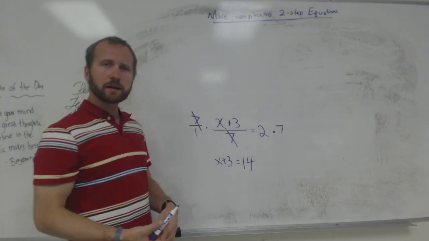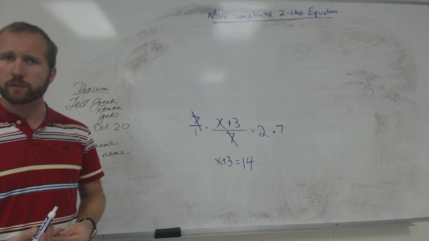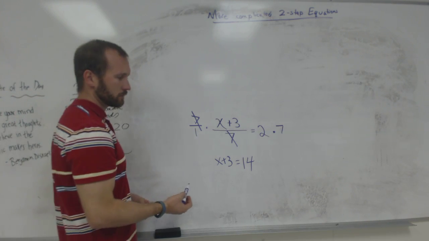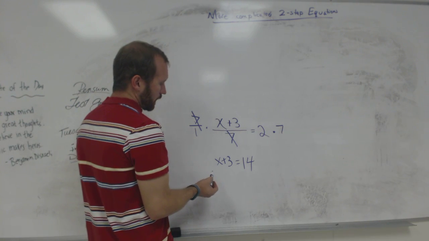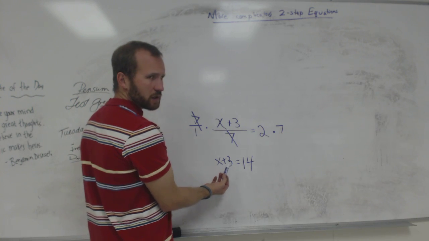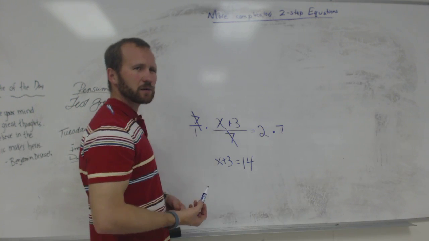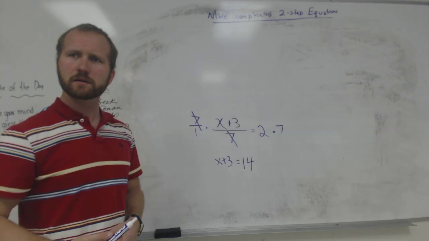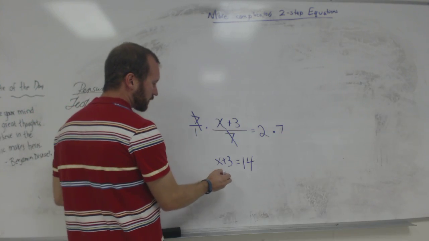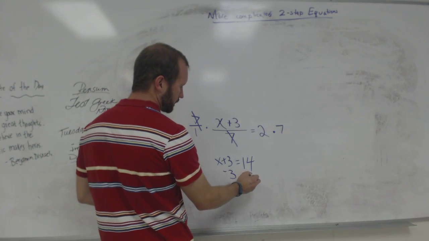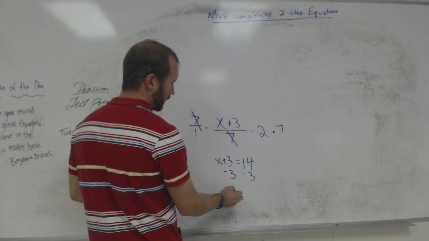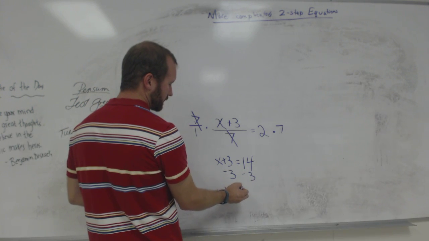Now I want to get x all alone. What's my second step here? What does this say? x plus 3. What's the opposite of plus? Subtract 3 from both sides. Very good. x equals 14 minus 3 is 11.